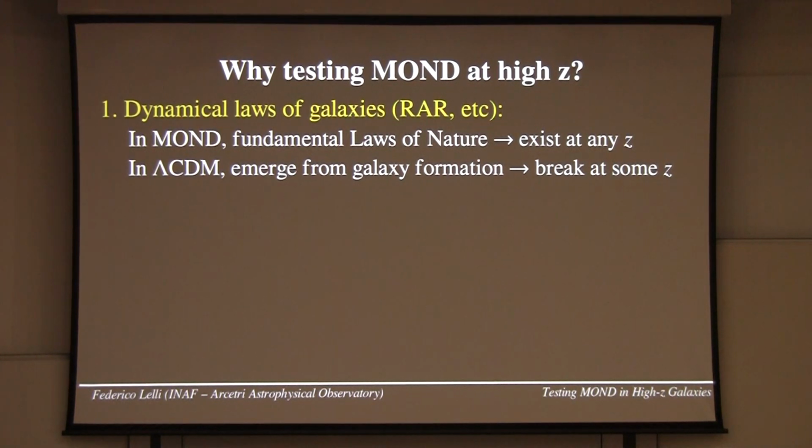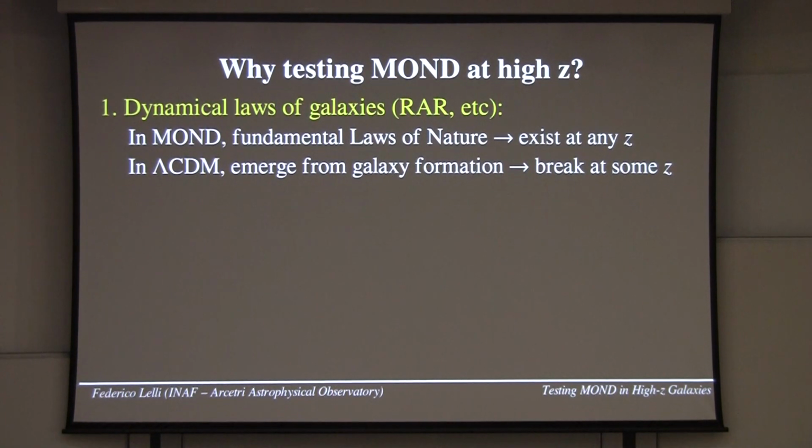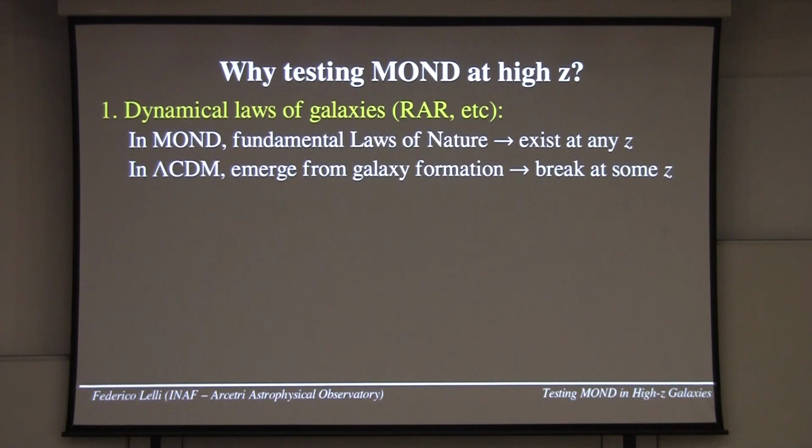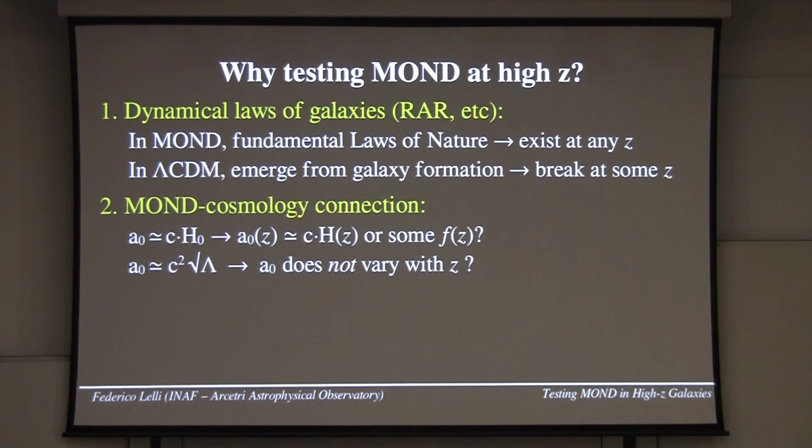So why test MOND at high redshifts? Well, first of all, in MOND, the dynamical laws of galaxies, like the RAR, the BTFR, and so on, are supposed to be fundamental laws of nature, so they should exist at any redshift. Whereas in lambda CDM, they emerge from the complex process of galaxy formation, and so at some point they must break down. So potentially this is a way to differentiate between MOND and lambda CDM. I know that many people in this room don't need convincing about which one of the two is right. So let's just go straight to why it's interesting just for MOND.